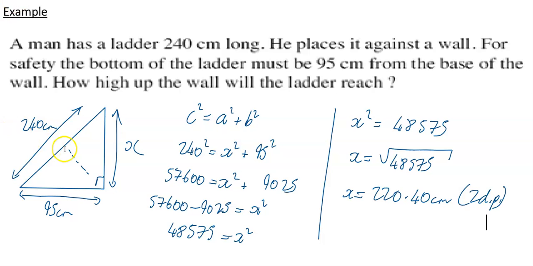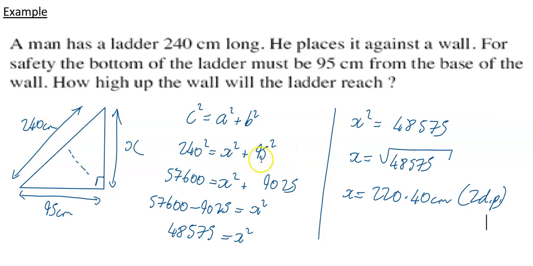So just a reminder when we're doing these questions, always start, write down your formula. Your c squared is equal to a squared plus b squared, and then start with your hypotenuse. So whatever your hypotenuse is, sometimes it's going to work out to be x, sometimes it's not. So you can see in this case, the hypotenuse was 240. So 240 squared equals x squared plus 95 squared.